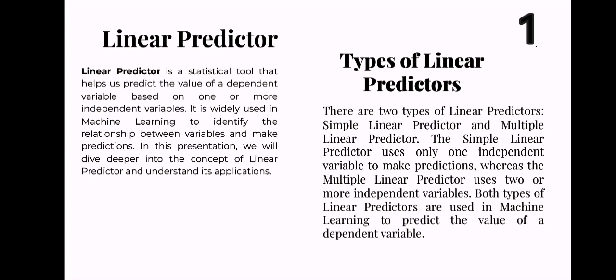So there are two types of linear predictors. The first one is simple linear predictor and the second one is multiple linear predictor. Firstly, the simple linear predictor is used to find one independent variable for the predictions, and the multiple linear predictor is used for two or more independent variables, and both types are used in machine learning to predict the exact value of a dependent variable.